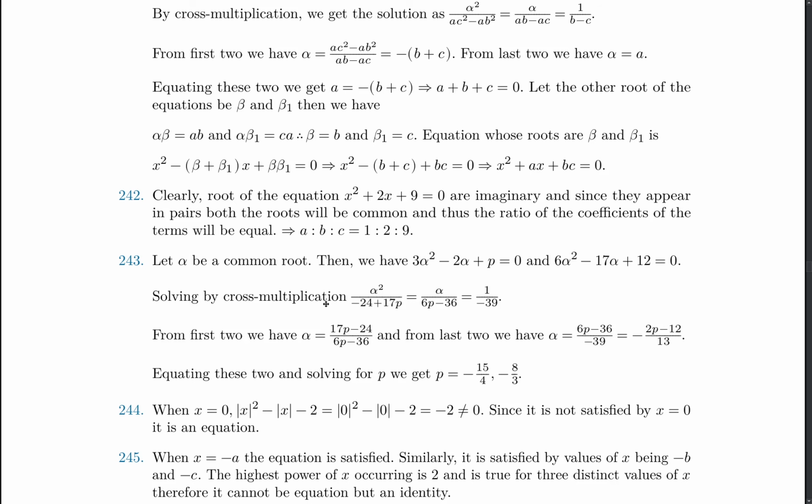We perform cross multiplication. We get this condition: alpha square by minus 24 plus 17p is equal to alpha by 6p minus 36 is equal to 1 by minus 39. So from the first two we get alpha is equal to 17p minus 24 by 6p minus 32, and from the last two we get alpha is equal to minus 2p minus 12 by 13, and we equate both. We get p is equal to minus 15 by 4 and minus 8 by 3.